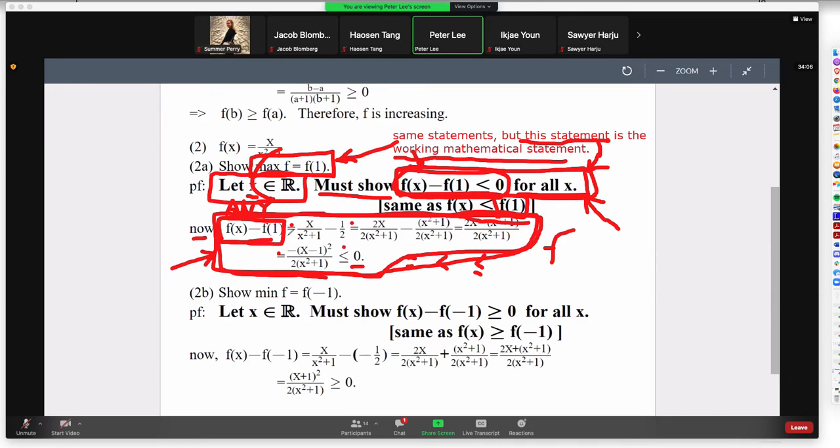If this part is not written in this form, so if you have f of x minus f of 1 is less or equal to 0, and then this less or equal to 0, and then less or equal to 0 at every step here, then that will again be a logical problem. Because if you say that something is less than 0, the question is, did you prove that? Or are you assuming that? Which one is it? This is a double whammy. No matter which one it is, that will be wrong.